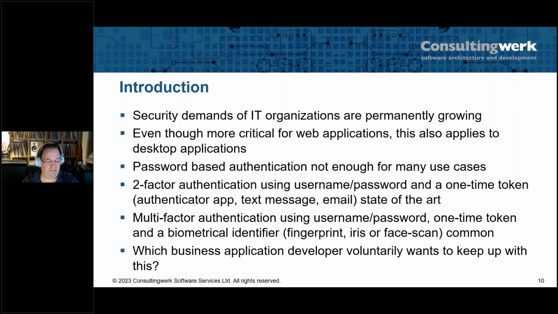And that provides additional security because another human being that has stolen a password does not have access to getting this one-time token at the same time. And the next level of security might be adding a biometrical identifier, something like a fingerprint, an iris, or a face scan, which is typically provided using a mobile phone because that's the device that everybody has and that provides the scanning capabilities for that.